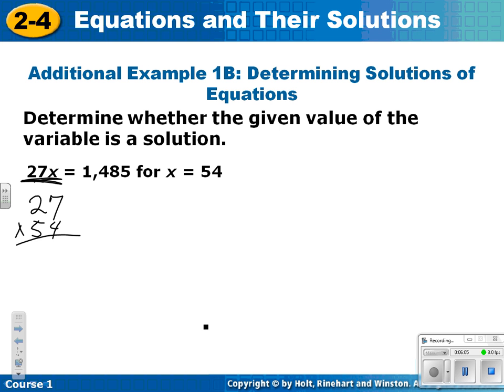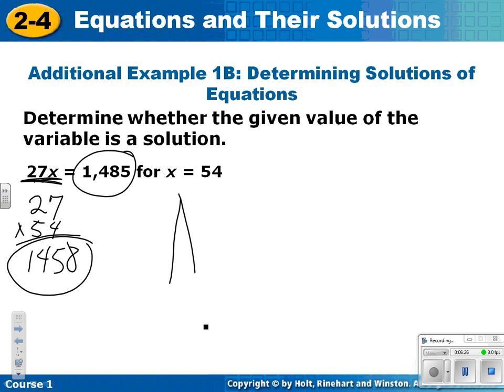How about 1,458? Does this and that equal? Do we have a balanced scale? We don't. We don't have a balanced scale. So the answer to this one is no. That's not a solution. X equaling 54, not a solution.